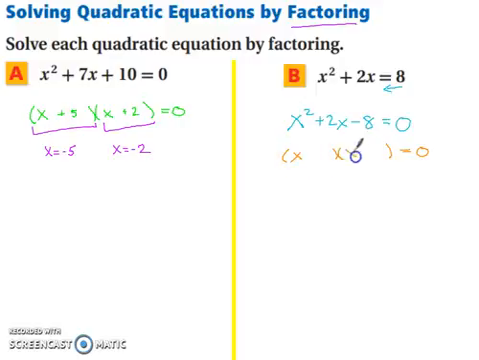So we have x, and then we want two numbers that are going to multiply to give us negative 8, but when we add them, give you 2. And in this case, it would be positive 4 and negative 2. Positive times a negative is a negative, and when you add 4 and negative 2, you get a positive 2. So now we have one more step. We need to find our zeros. So you'd have x is equal to negative 4 in this case, and in this one, x is equal to 2. So your two zeros are going to be negative 4 and 2.